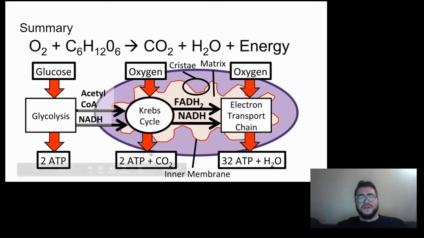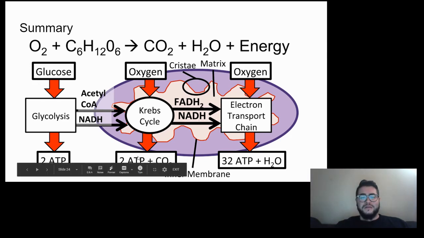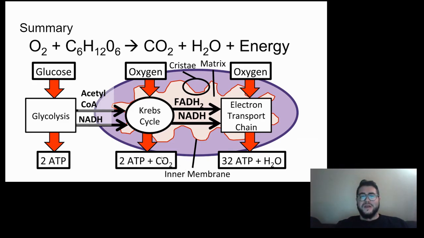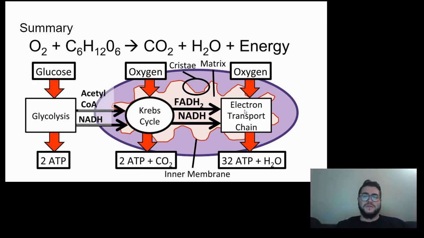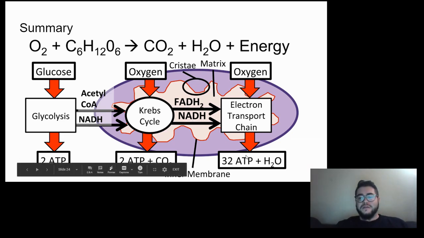Oxygen is used up a little bit, and then you make these two molecules, FADH2 and NADH. During this part of the reaction, you make two ATP molecules and carbon dioxide. And then finally, in the inner mitochondrial membrane, oxygen is used in the electron transport chain along with FADH2 and NADH to net you 32 ATP molecules and water.